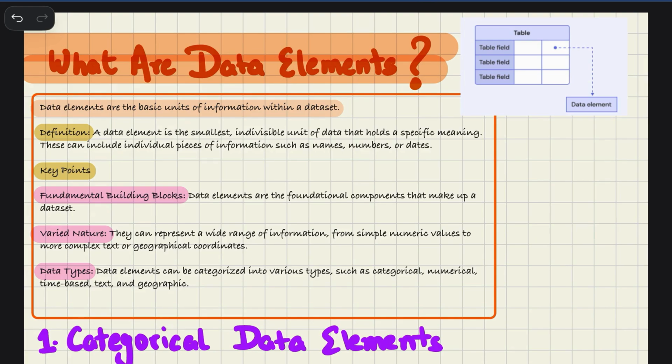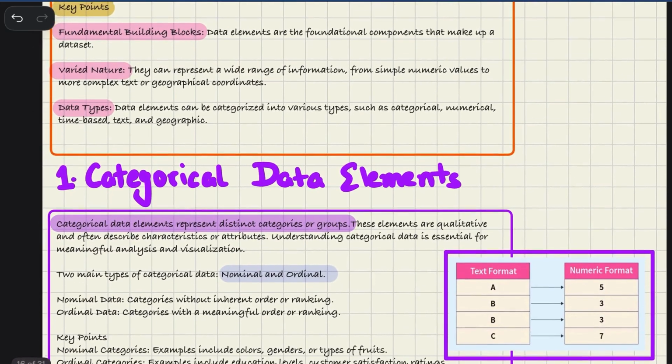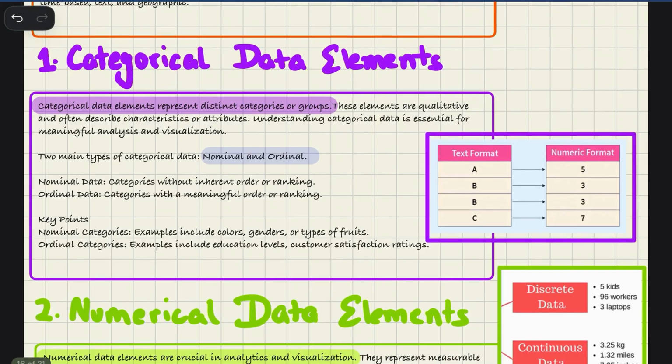They are the fundamental building blocks of the data set, right? They make up a data set. They are varied in nature and can represent a wide variety of information. They can be numeric values, complex text, or coordinates. They can be longitude and latitude as well. And if we talk about types of data elements, we'll discuss that.